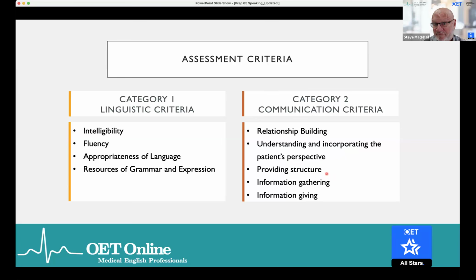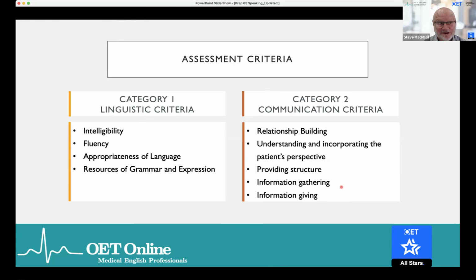You've got to provide structure to the role play. That means you're in charge. You lead the role play. You move the communication forward at appropriate times, and you dig deeper and probe further at appropriate times, as required for you to successfully take a patient history and provide appropriate advice.